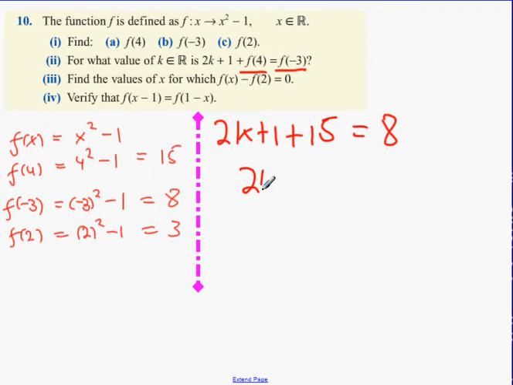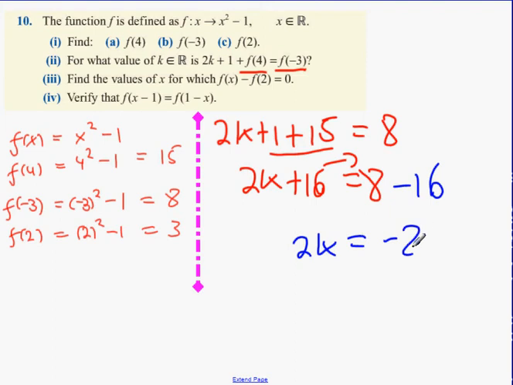Now we're going to have 2k plus 16 equals 8. Bring the 16 to the other side. 2k equals minus 8. K equals minus 4.